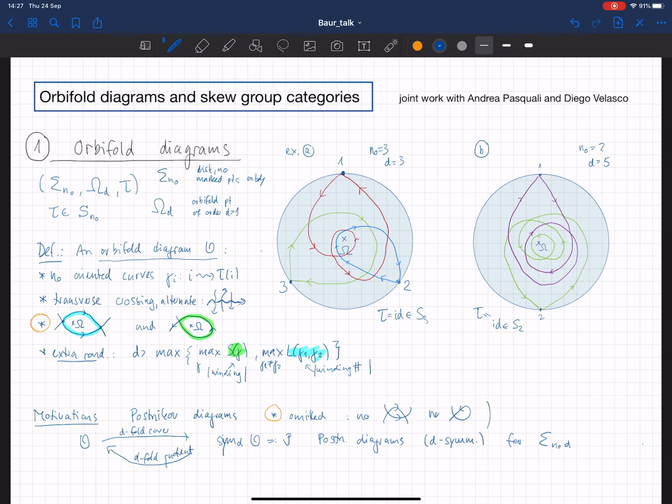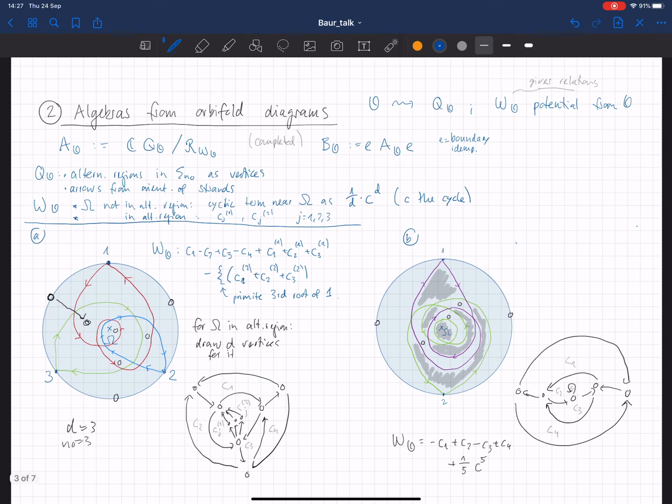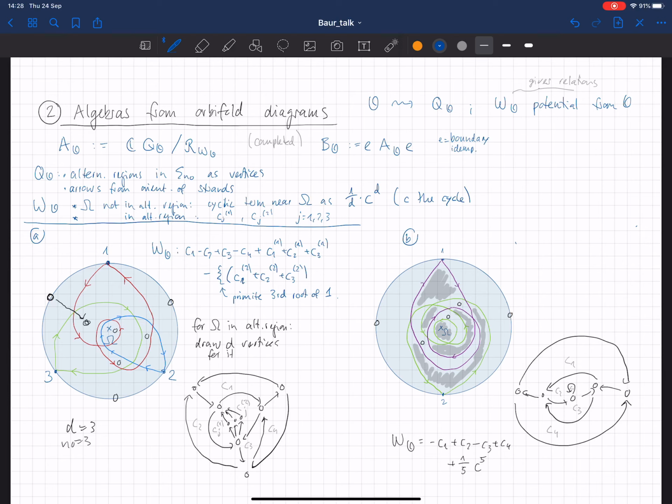Okay, so these are the orbifold diagrams. I use them to get to algebras. The idea is that I start with an orbifold diagram, I associate the quiver to it, and also relations given by a potential from the orbifold diagram. The algebras are going to be called AO and BO. So AO is just given by this quiver with the relations, and BO is an idempotent subalgebra of AO with respect to boundary vertices.